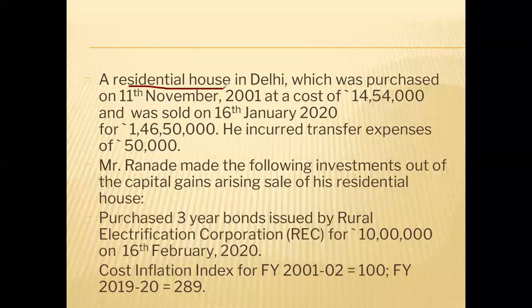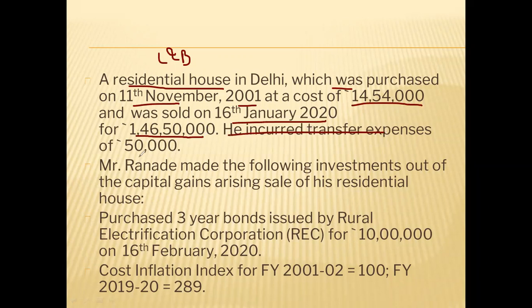Residential house he is selling, which will come under the land and building category. So land and building means you have to remember that if the period of holding is more than 24 months, it will become long term. Okay. Which was purchased on 11th November 2001. So year of purchase is 2001-02, for 14,54,000, and sold on 16th January 2020. So year of sale will be 1920, for 1 crore 46,50,000. Other expenses incurred is 50,000.